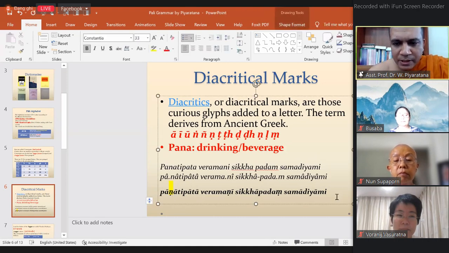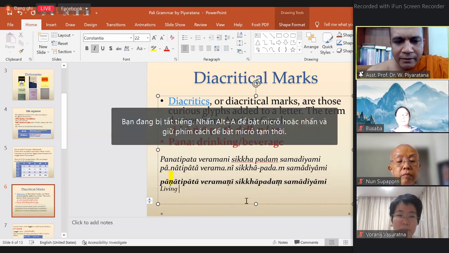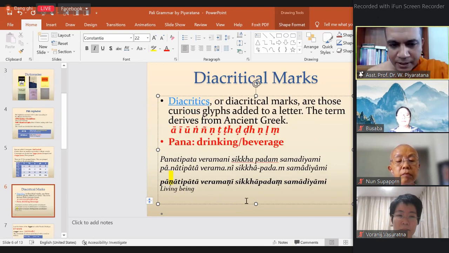This pana means any living being, right? Any living beings we call pana, with a different meaning. So we have to use such diacritical marks in order to clarify the letters according to the Pali language. So here: Panatipata Veramani Sikkhapadam Samadiyami.